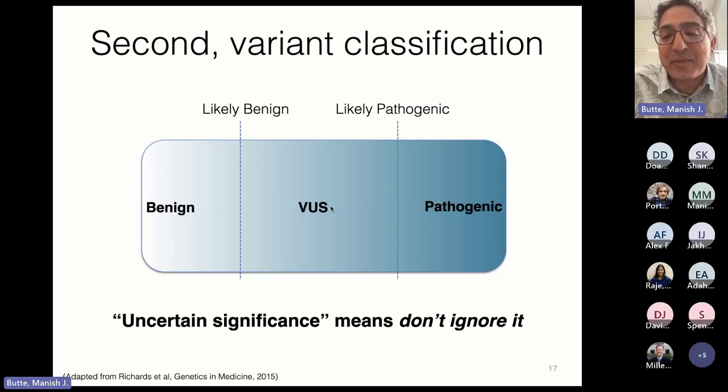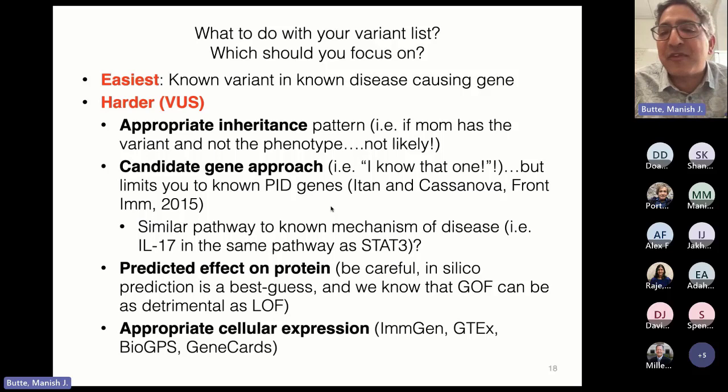So again, how do you focus on these VUSs? If you already have a known gene and a known pathway, work on those first. Otherwise, pick the genes from your list that have the right inheritance pattern. For example, if mom has the variant but doesn't have the phenotype, maybe you're going to work on that one less. Maybe you're going to say, this is less likely to be the cause of the immune deficiency. I'll keep it on my list, but I'll put it lower on my list.